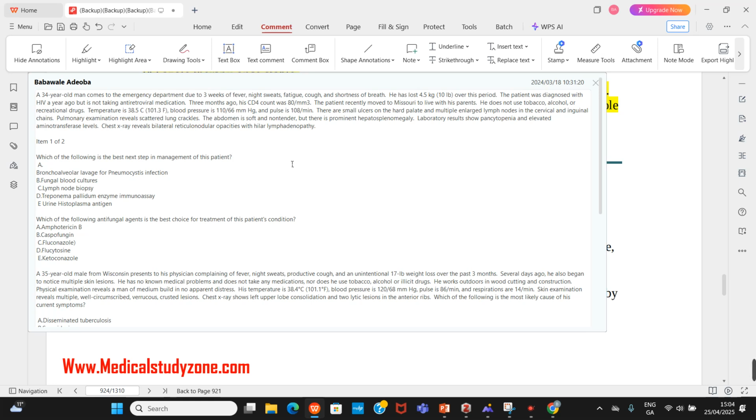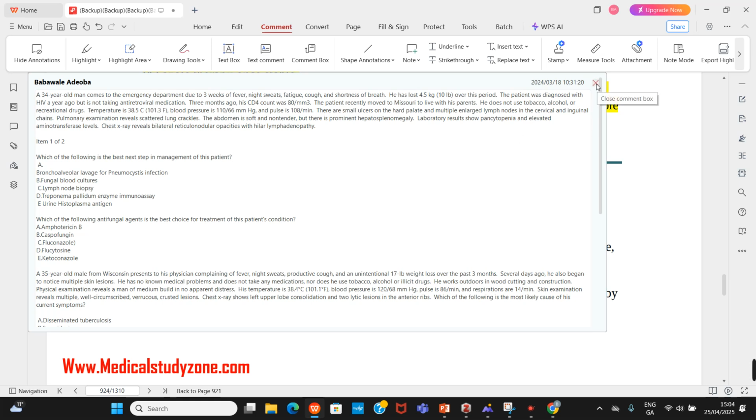Lab results show pancytopenia with elevated aminotransferase level. Chest X-ray shows bilateral reticulonodular opacity with hilar adenopathy. Which of the following is the best next step in management of this patient? Urine histoplasma antigen. Okay, I agree with you.